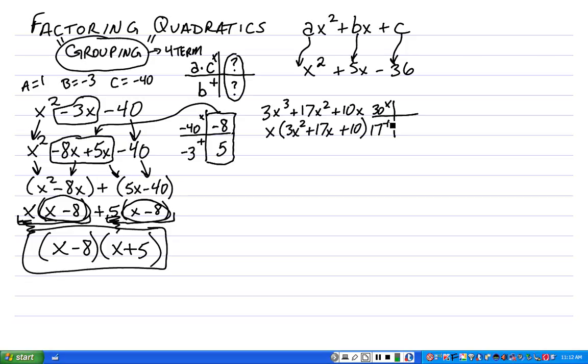And I want to add to get my 17. Okay, so now what I'm trying to do is figure out two numbers that when I multiply gives me 30, and two numbers that when I add them together gives me 17. But when I think of 30, I think 5 and 6, but I know 5 and 6 won't combine to give me a 17. Well, I also think of 15 and 2 to get 30, and 15 and 2 will get me to a 17. Okay, so I write down my 15 and my 2.